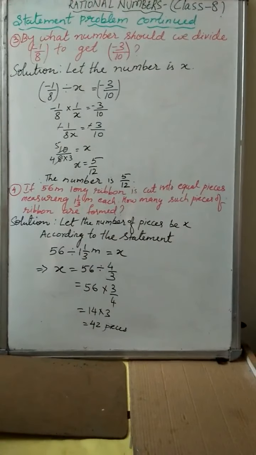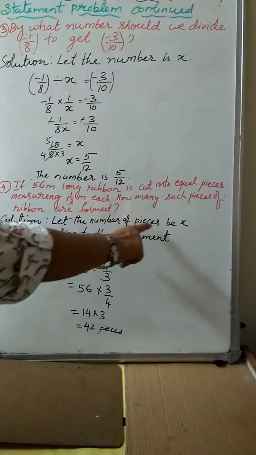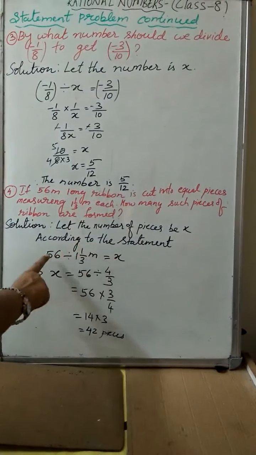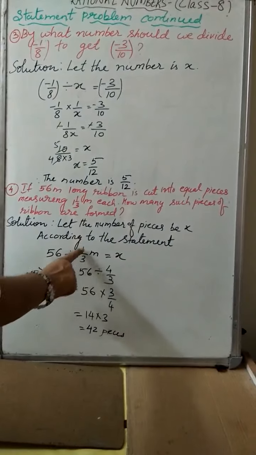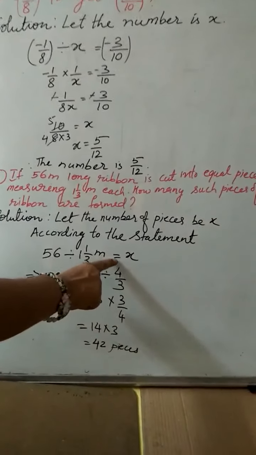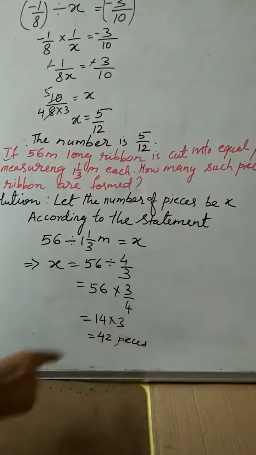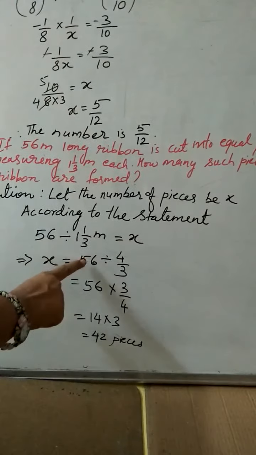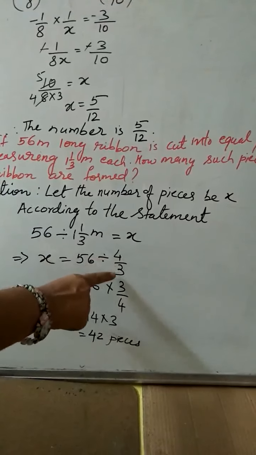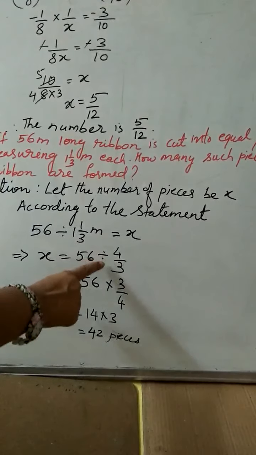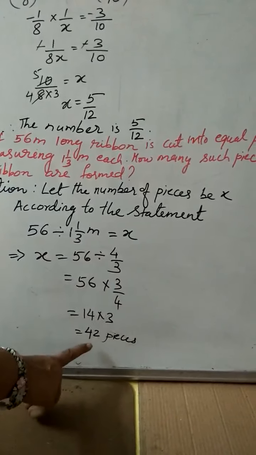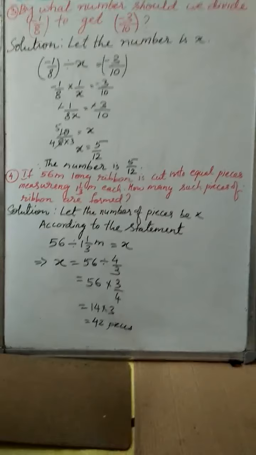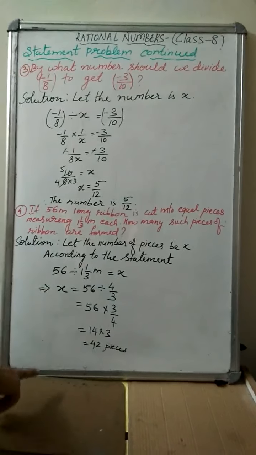So similarly, we have to assume that the number of the pieces be x. According to the statement, 56 divided by 1/3 meter is equal to x. So x is equal to 56 divided by 4/3. So again take the reciprocal and solve it. You will get the answer as 42 pieces. Now these questions you have to copy in your notebook.